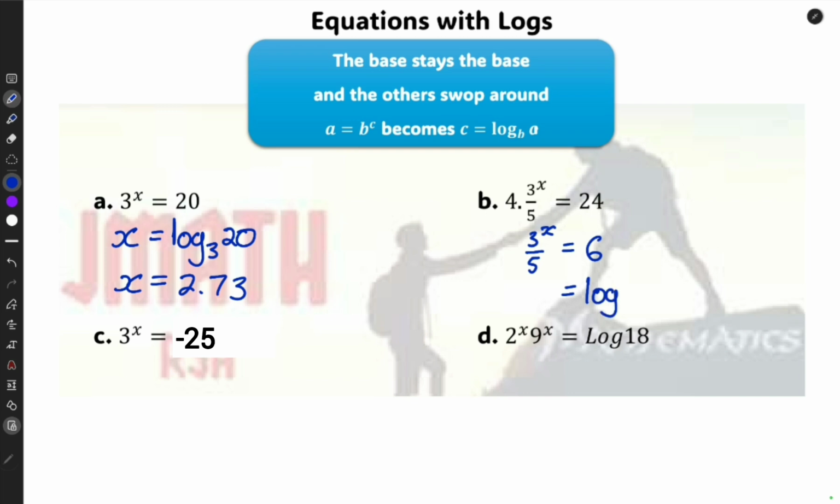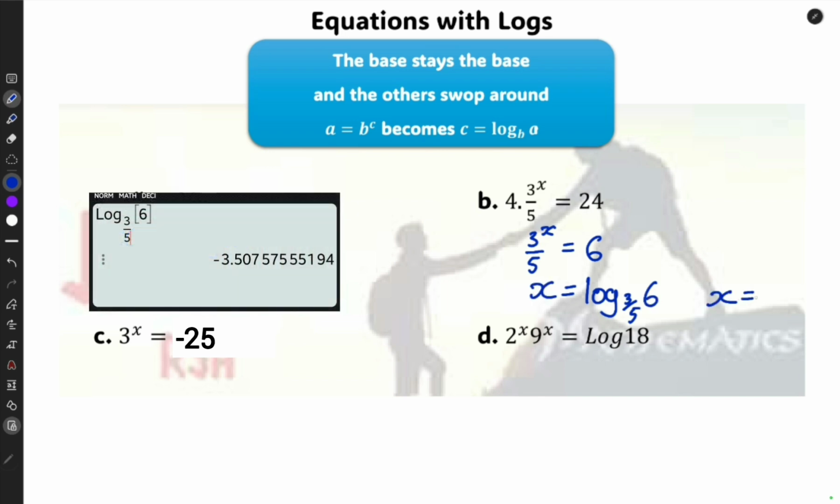So I put a log, the base stays the base. So even if it is a fraction, it's fine, it can still be a base. The 6 goes next to the base, and then the x is on its own. And then it tells me the answer is going to be x is equal to minus 3.51.